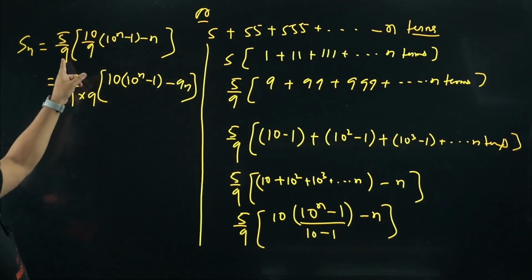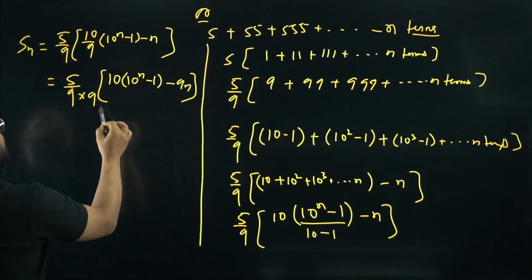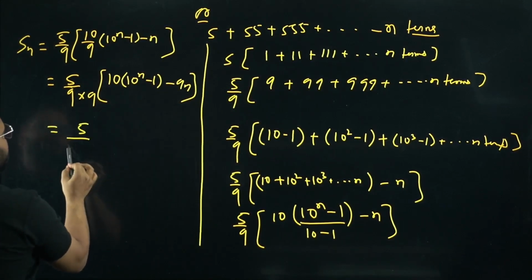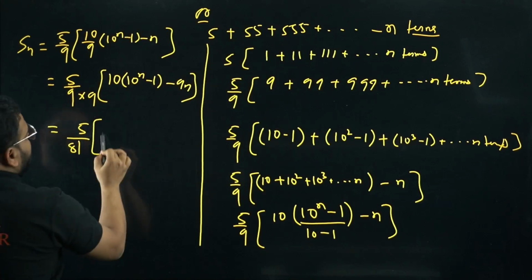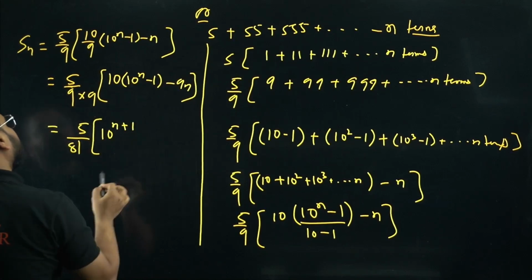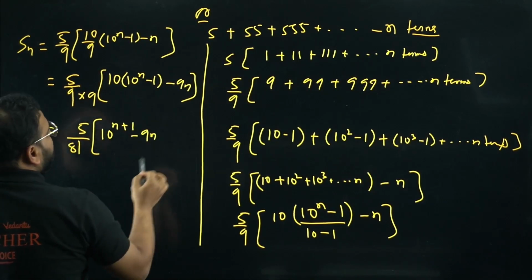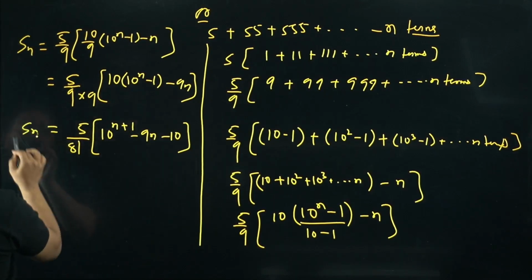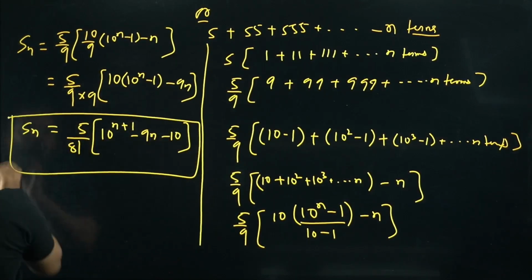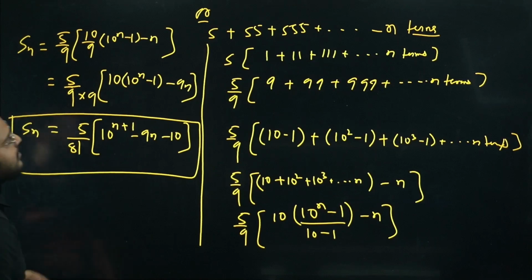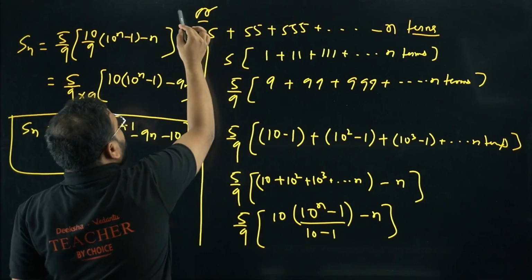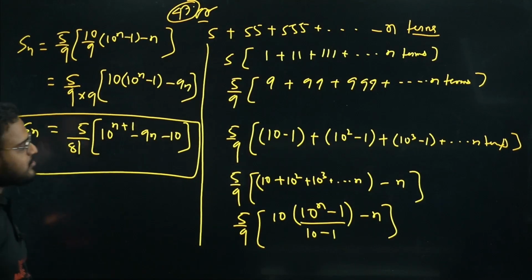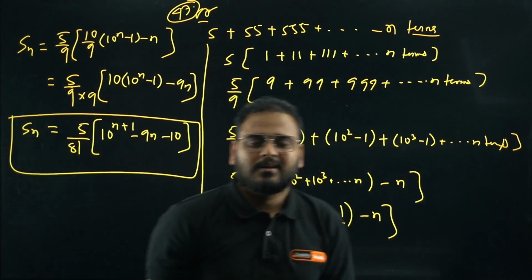Yes or no? 9 into 9, if you bring it in, it will become a fraction. It'll cancel with 9, so I get 5 by 81. Expand it: 10ⁿ⁺¹ minus 9n, and what I have is minus 10 at the last. This is my answer. Please check. This is your answer for the OR part, question 47 OR, a 4 marker. Simple question, but interesting.